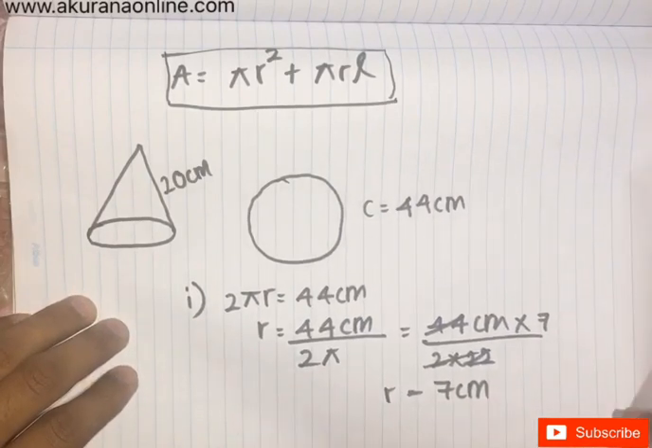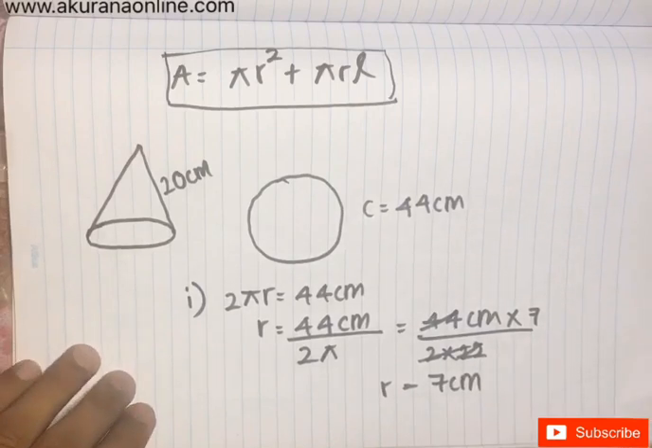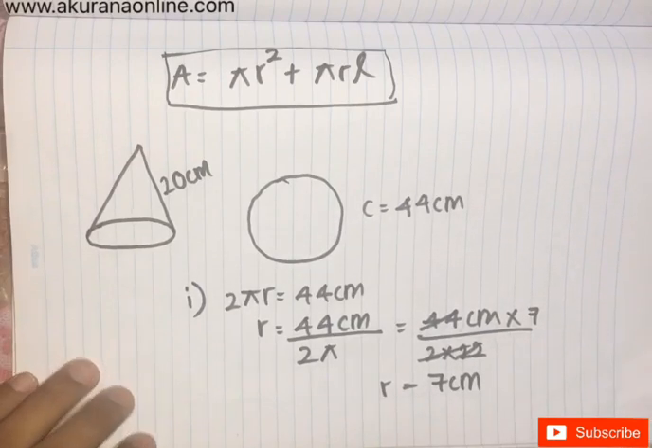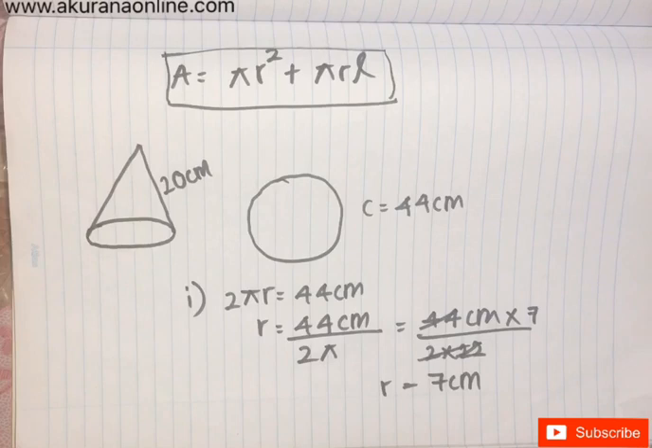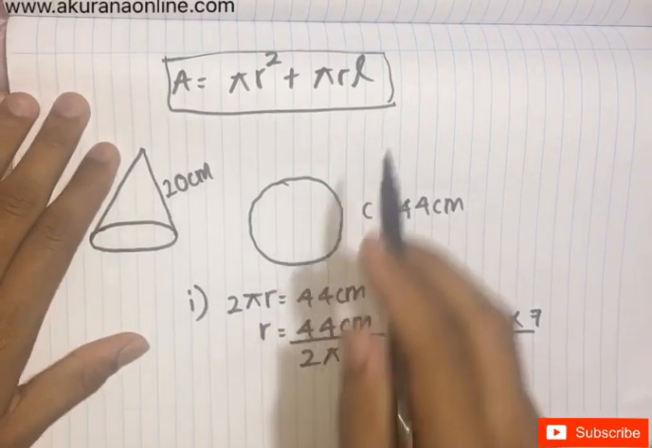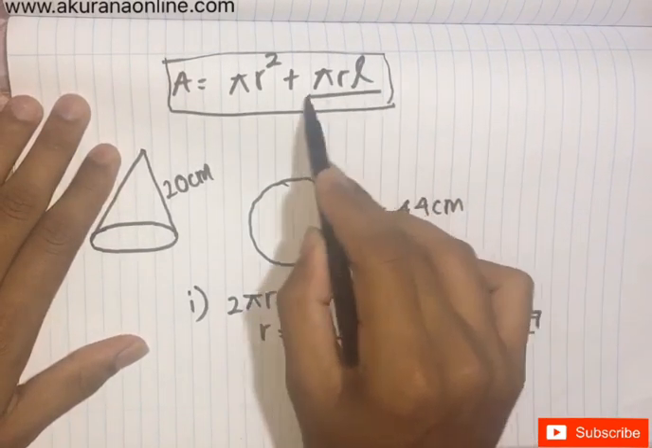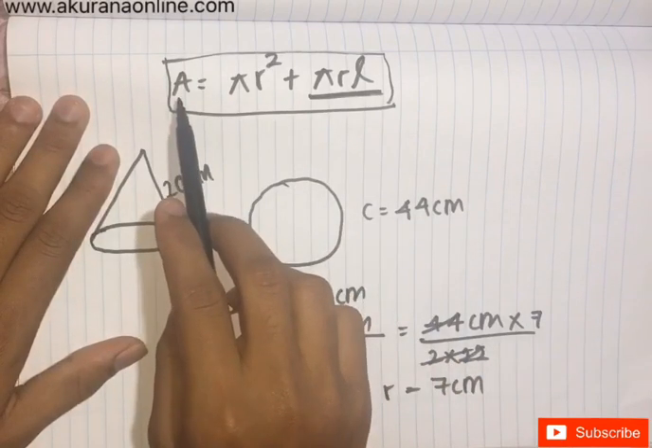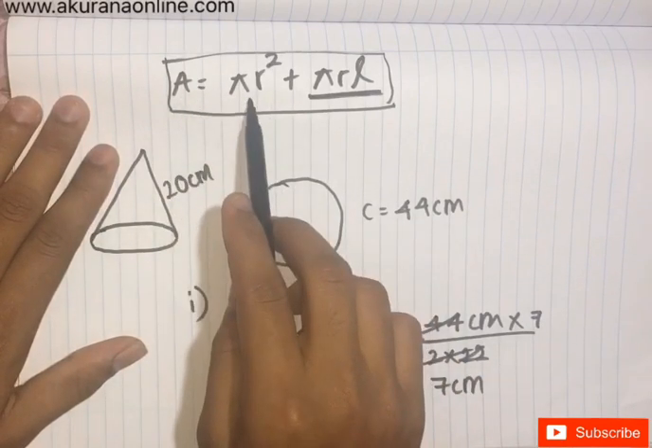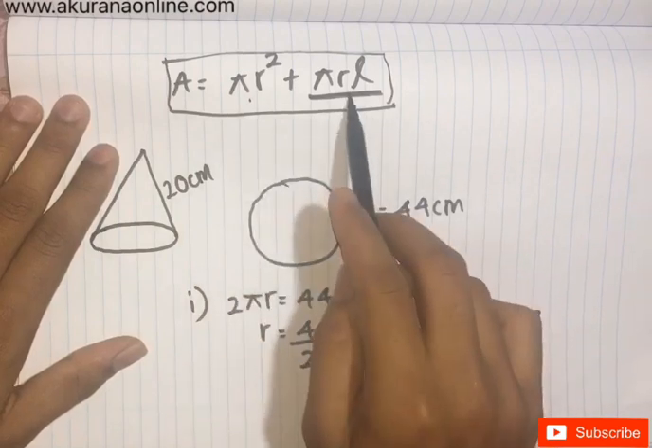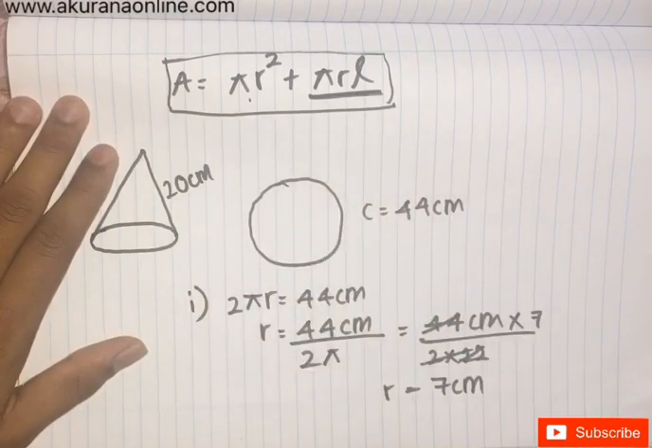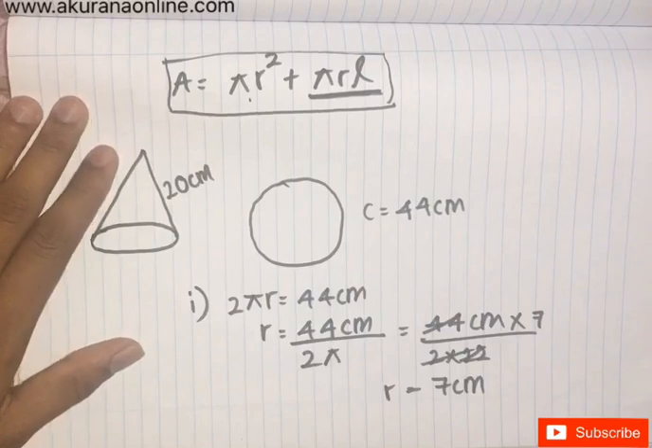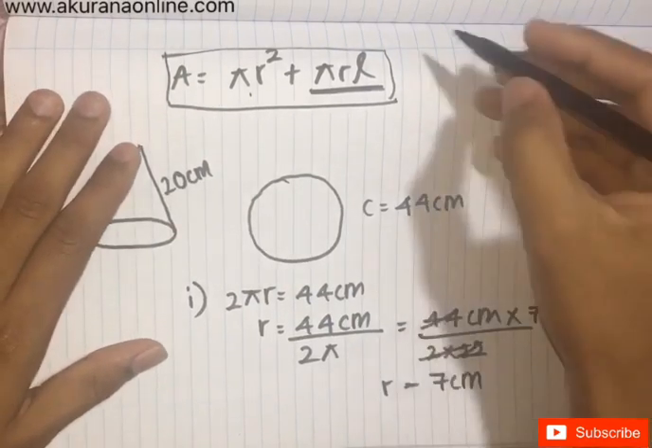In part 2, they are asking you to find the area of the curved surface. What is the equation you have to use? You have to use this equation. Because when we are finding the area of a cone, one equation is for the circular part and this one is for the curved surface. Therefore they are asking you to find the area of the curved surface.